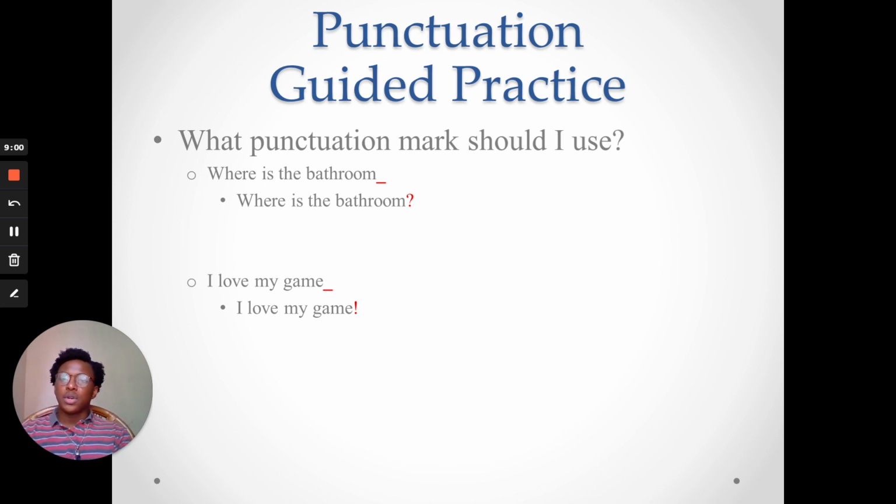Let's look at one more sentence for punctuation. My mommy said no. What type of punctuation mark should I use for that sentence? Period. Because I'm just telling someone something, I'm not really excited about it. My mommy said no.